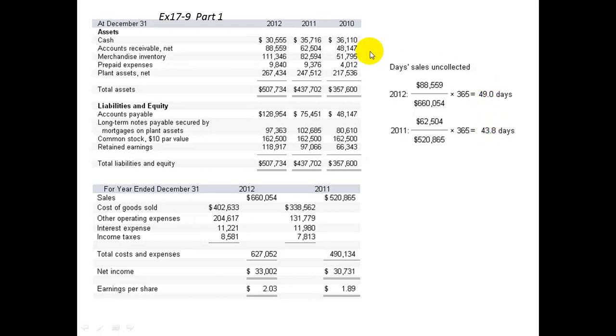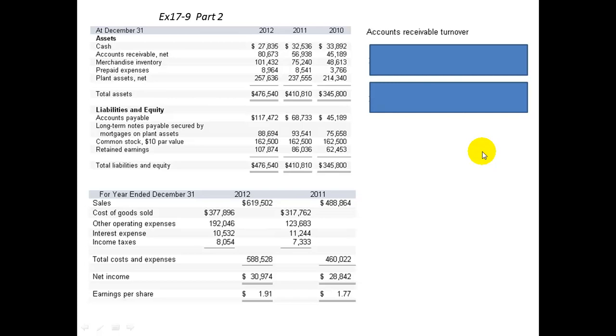And that's clear by just looking at our jump in receivables from 2011 to 2012. So this could be a trend that could be a problem. So we'd have to look deeper into this. That's part one. Let's go on to part two now.